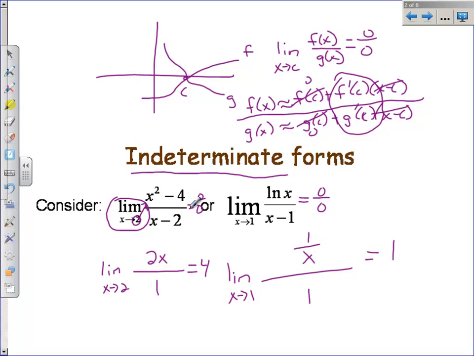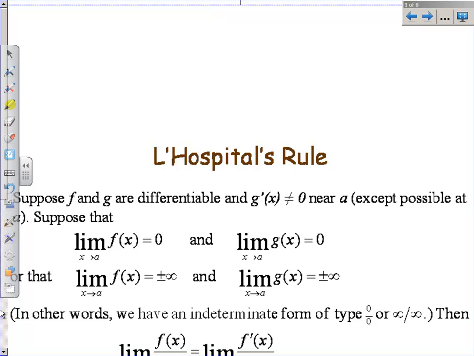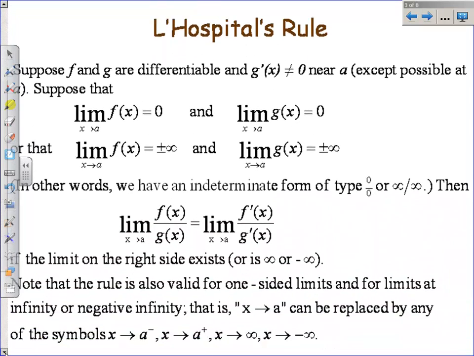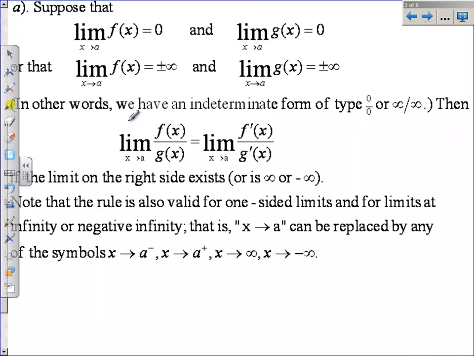It's really useful, very obvious when you're supposed to use it. When you get 0 over 0 or an indeterminate form, take the derivative of the bottom and the derivative of the top, and then try the limit again. Pretty simple. Alright, this is a formalization of it. We have to say that they're differentiable, except possibly at that single point. And this is all you need to know. If you get some kind of 0 over 0 or indeterminate form, in this second one we're looking at infinity over infinity as well, you can take the limit of their derivatives instead.